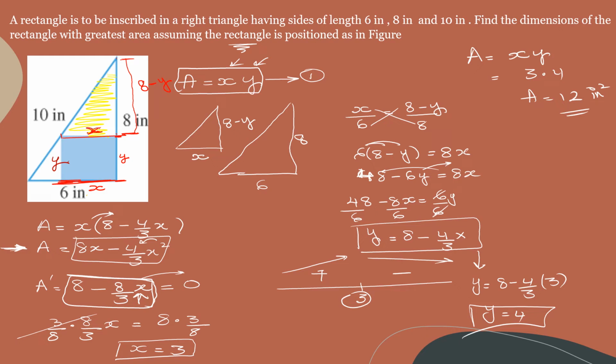Since we are asked to find the dimensions, even if you do not find the area, 12 inches square, it's okay, because they are asking for the dimensions. So you will say x equals 3 inch and y equals 4 inch are the dimensions of the rectangle. I hope that you understand. If you do not understand, then just write the comments or send me the questions so that I will make a detailed video about such kind of questions. Let's move to another question.